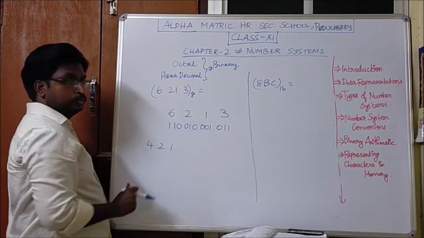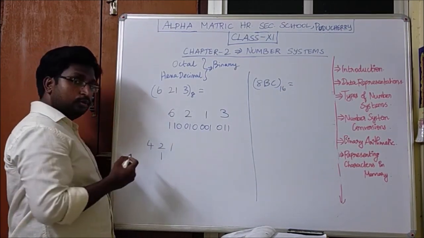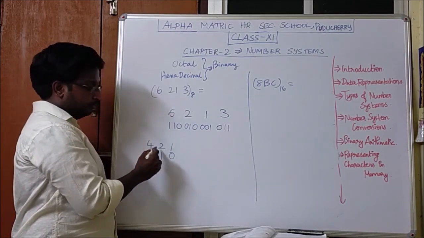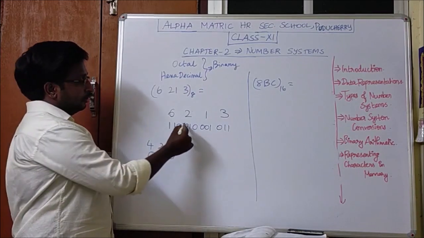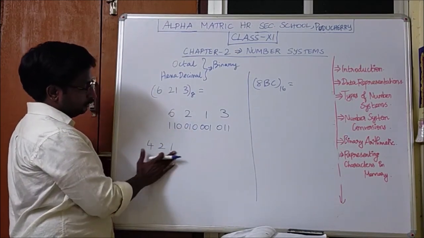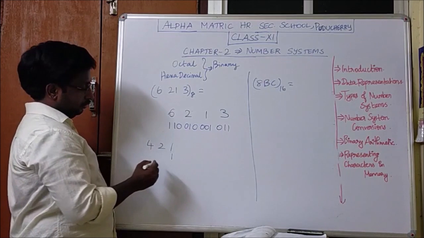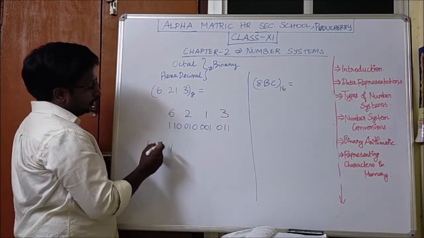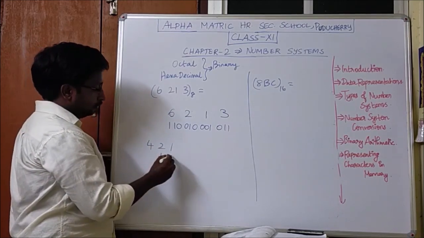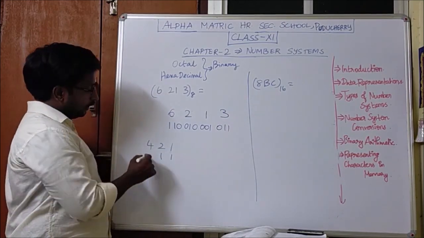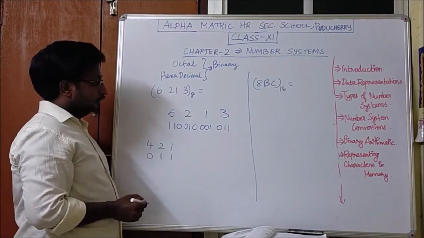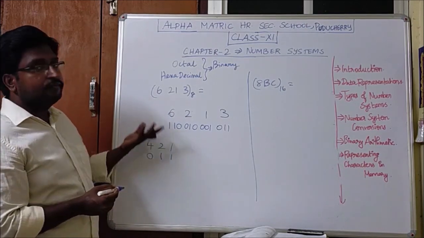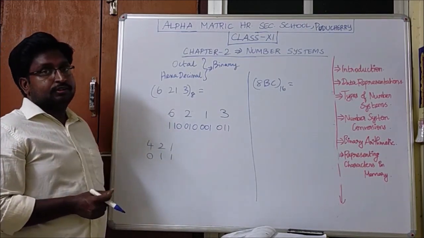Similarly, for 2, only 2 makes the answer 2. So you put 1 below the 2 and the remaining 0. And similarly for 1, you put 1 below the 1 and the remaining 0. And for 3, 2 plus 1 is 3, so you put 1 below 2 and 1 and the remaining as 0. So this is also how you can calculate the binary value for the individual digits.